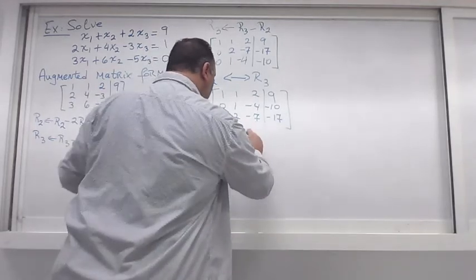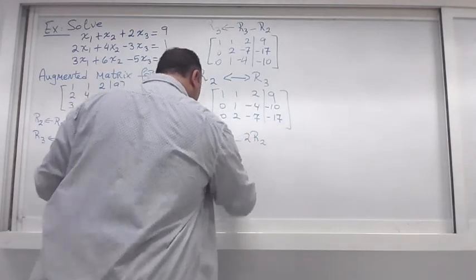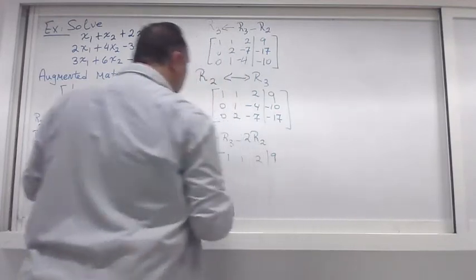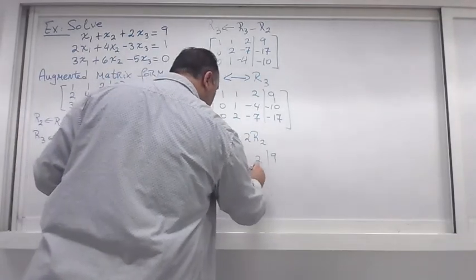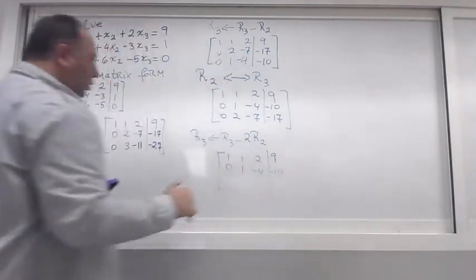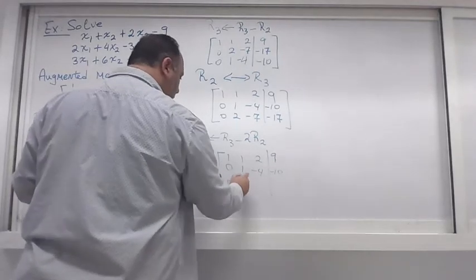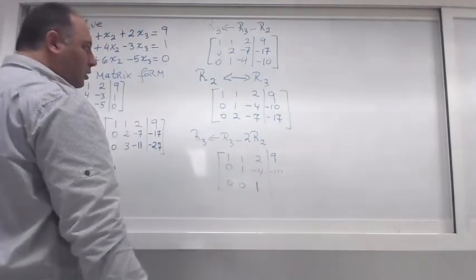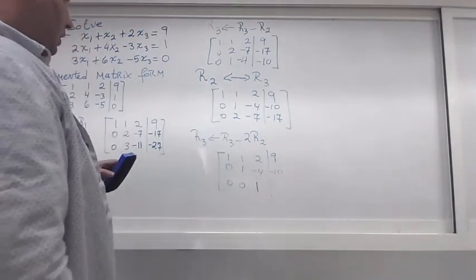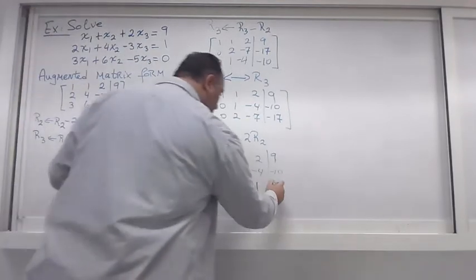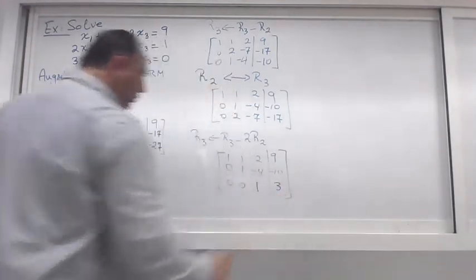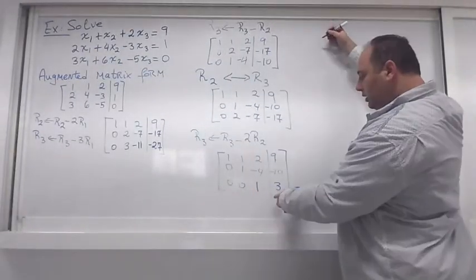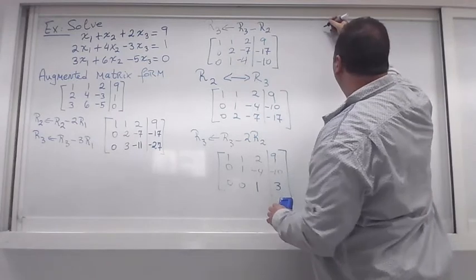Oops, it's 2 times. What do I get? First row stays the same. Second row stays the same. Third row. Okay, so 2 minus 2, 0. Minus 7 plus 8, that's 1. And negative 17 plus 20, that's 3. Good. Let's now kill these 2 guys. So this is echelon form. This one here, echelon form.